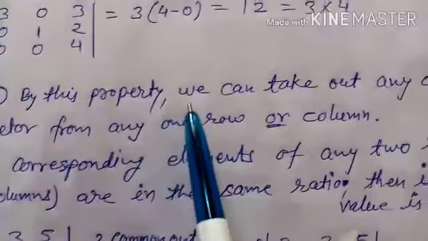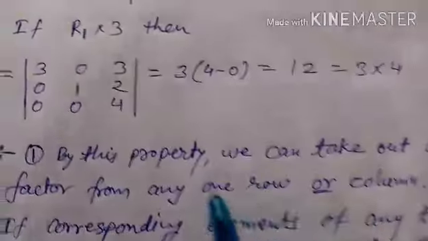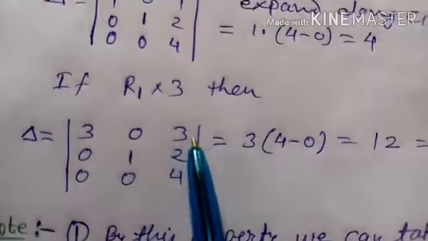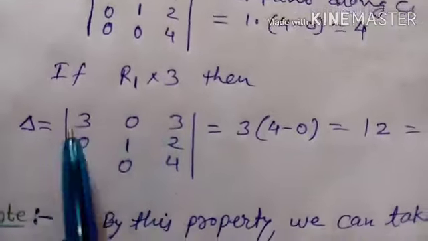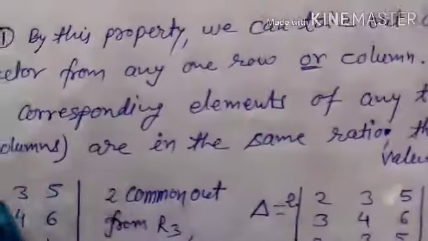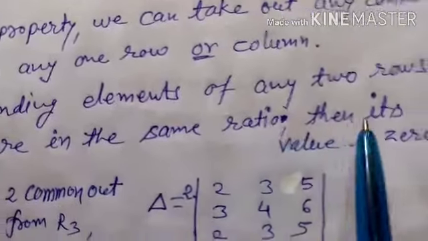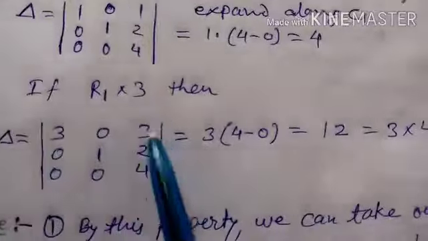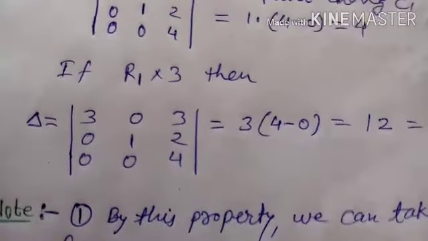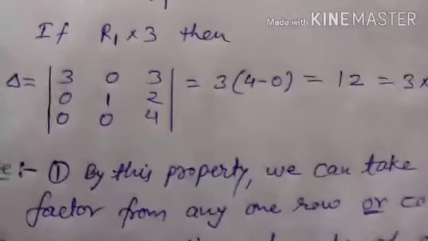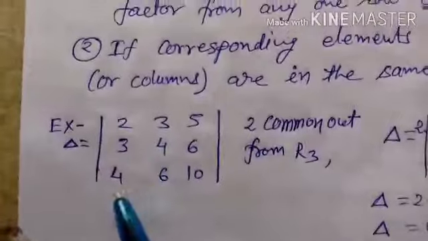By this property, we can take out any common factor from any row or column. Suppose 3 is common in the first row, so we can easily take 3 common from the first row. If corresponding elements of any two rows or columns are in the same ratio, then the value is 0. If any two rows or two columns are proportional, in the same ratio, then the value of this determinant will be 0. Let's see one example.